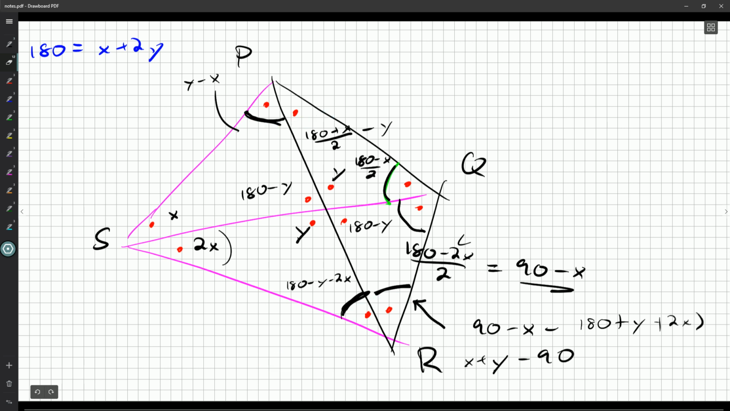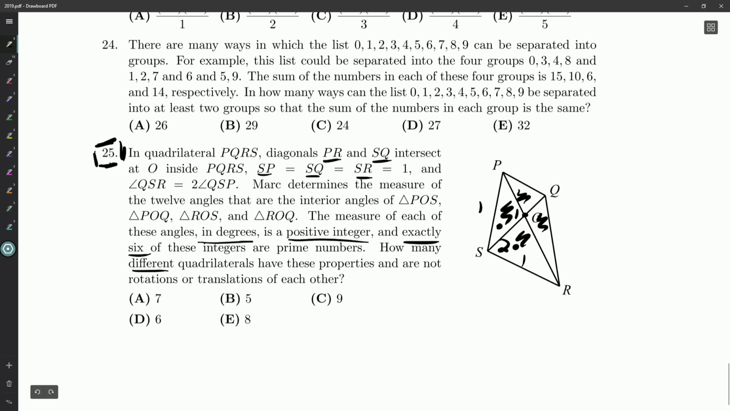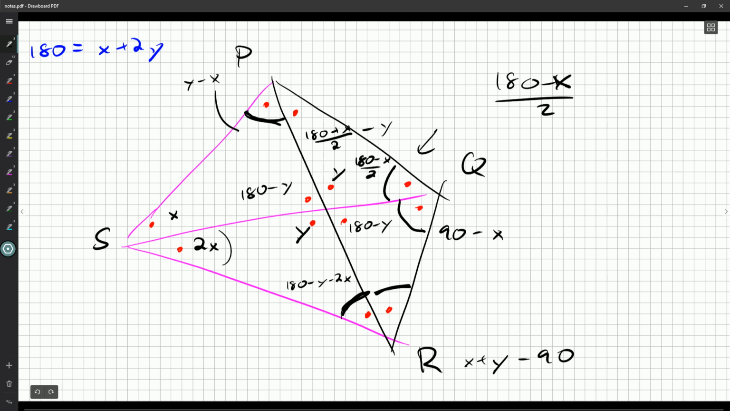We get rid of these green angles so we're not so confused. Get rid of our calculation here. So we can divide by 2 and got the 90 minus x here, which is quite nice. But this one here, for example, 180 minus x all over 2, we weren't able to simplify that, but we were told in the question these angles are all positive integers. So 180 minus x must be even in order to divide by 2 and get a positive integer. 180 is even, so x must be even.